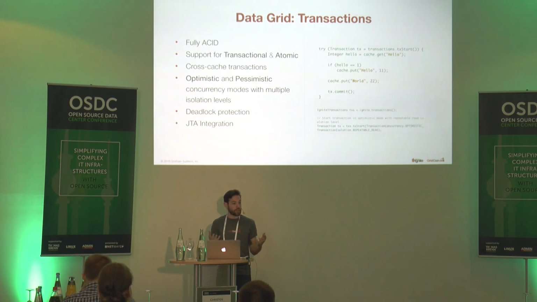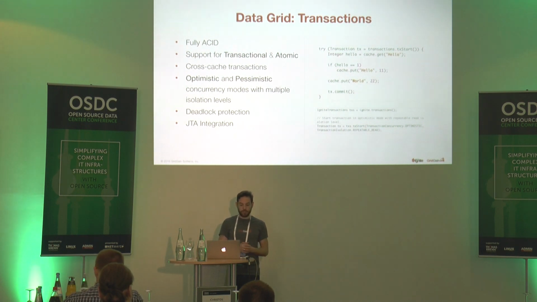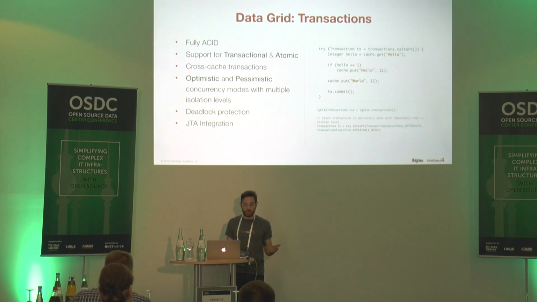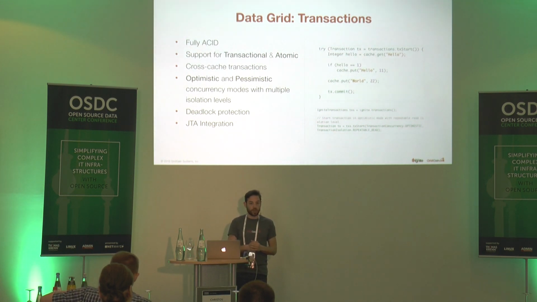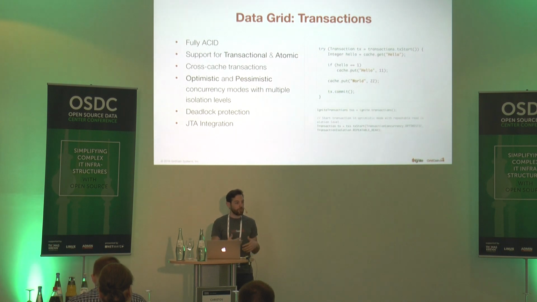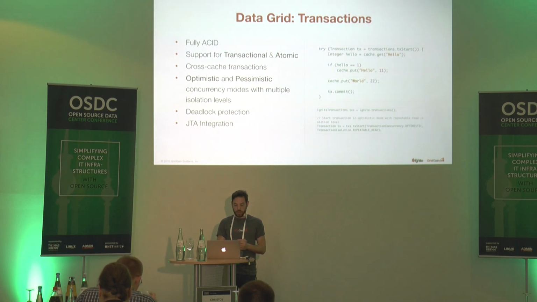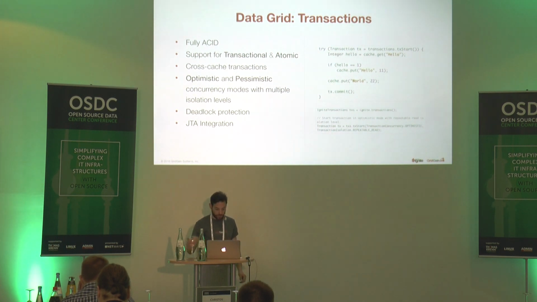These can be cross-cache transactions. So remember, if we have multiple caches or tables, if you will, you can have transactions that span a number of different caches. You can have optimistic or pessimistic modes. And of course, a bunch of different isolation levels, like read committed, repeatable reads, or serializable, and stuff like that. Based on some benchmarks, I think it's about 50% faster in terms of transactions than most of the other stuff that's out there right now.